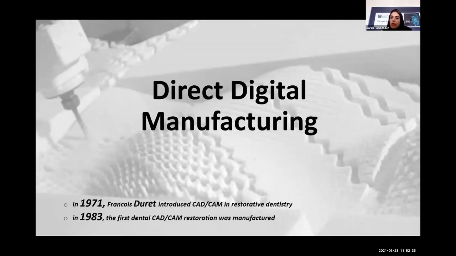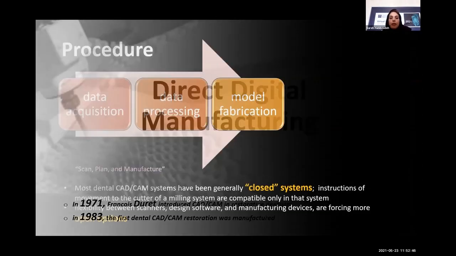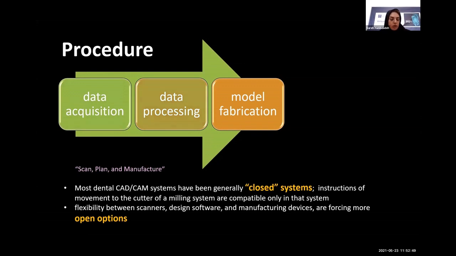Direct digital manufacturing, as we all know, started in 1971 with Duret introducing it into restorative dentistry, and the first CAD/CAM restorations were made in 1983. The procedure for fabricating a digital restoration usually consists of 3 steps. The first one is data acquisition, in which we scan our model. Secondly, we go to data processing, and with the use of a computer and software, we plan our restoration. And finally, with the manufacturing device, we render our model into a durable restoration.